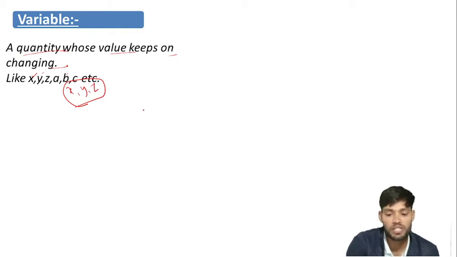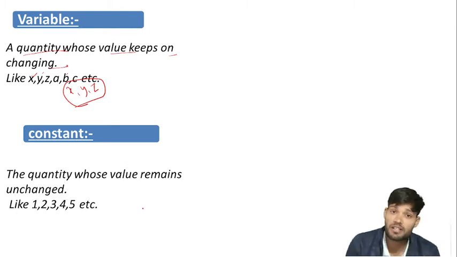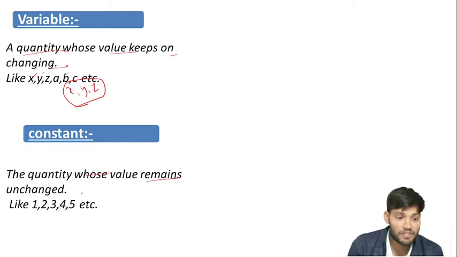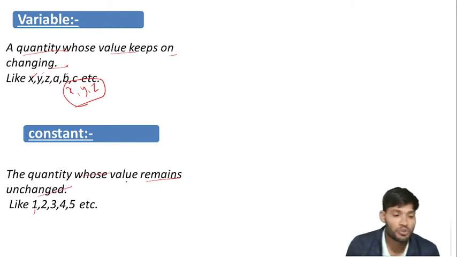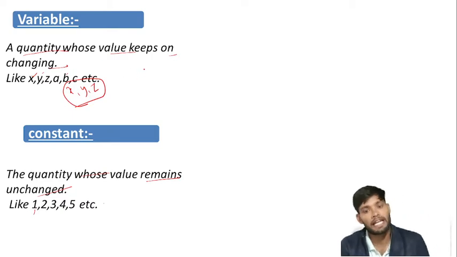What is a constant? A constant is a quantity whose value doesn't change; its value remains unchanged. The value of 1 will always be 1, and likewise 2, 3, 4, etc. Their value doesn't change in any situation or condition. So this is a constant, and a variable is a quantity whose value keeps on changing. We will move on to the next slide.